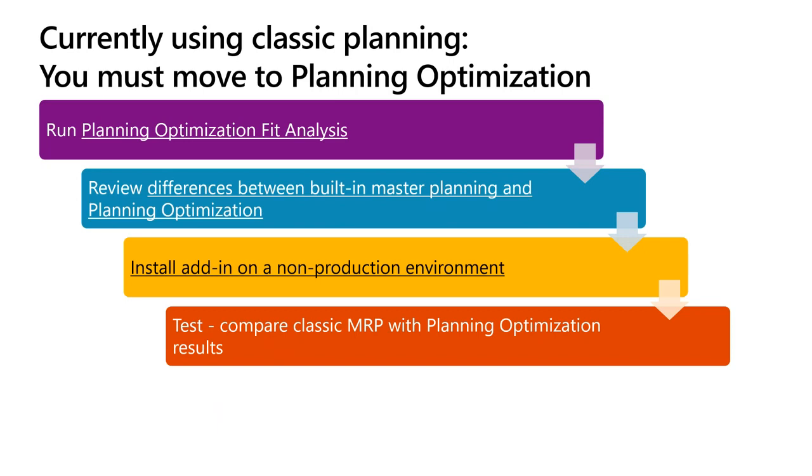Typically, we expect you to run classic planning, export the results, run planning optimization, export the results as well, and do a comparison between the outputs, the planned orders, to verify everything looks okay. In general, it's the sum of quantities that would match. There are some expected differences, as I just mentioned.